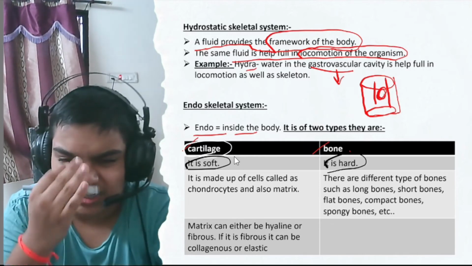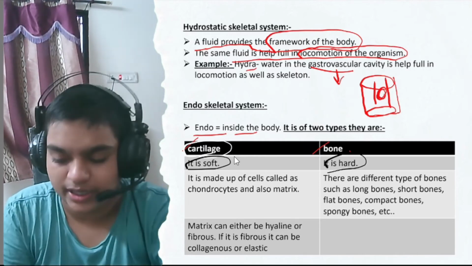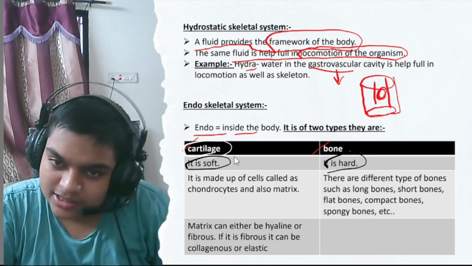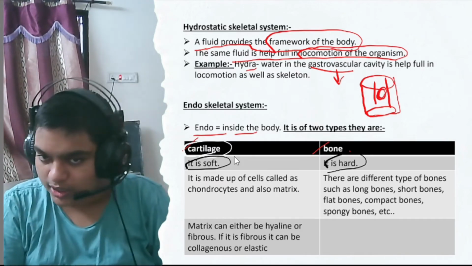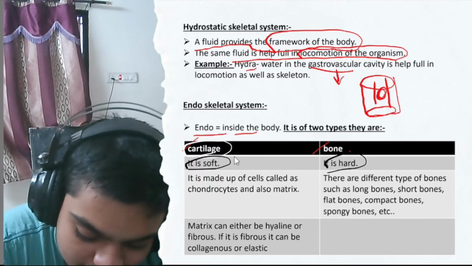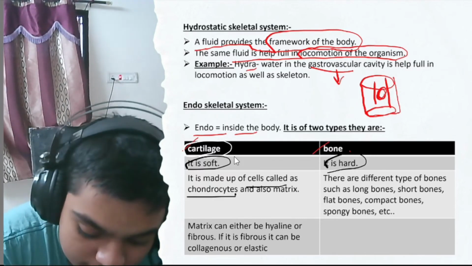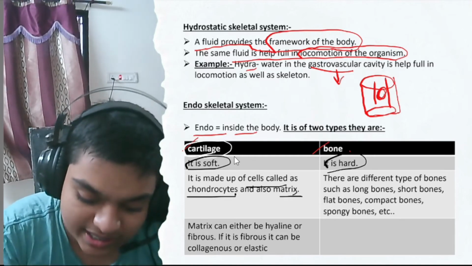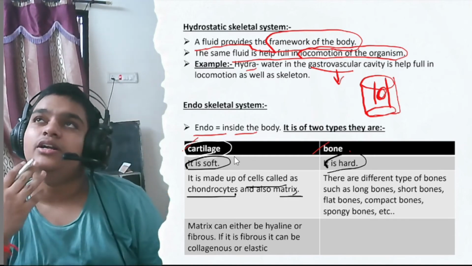Bones are hard, cartilages are soft. Am I right? These cartilages are made up of cells called chondrocytes, remember, and also matrix. We'll be discussing this in more detail in the chapter.